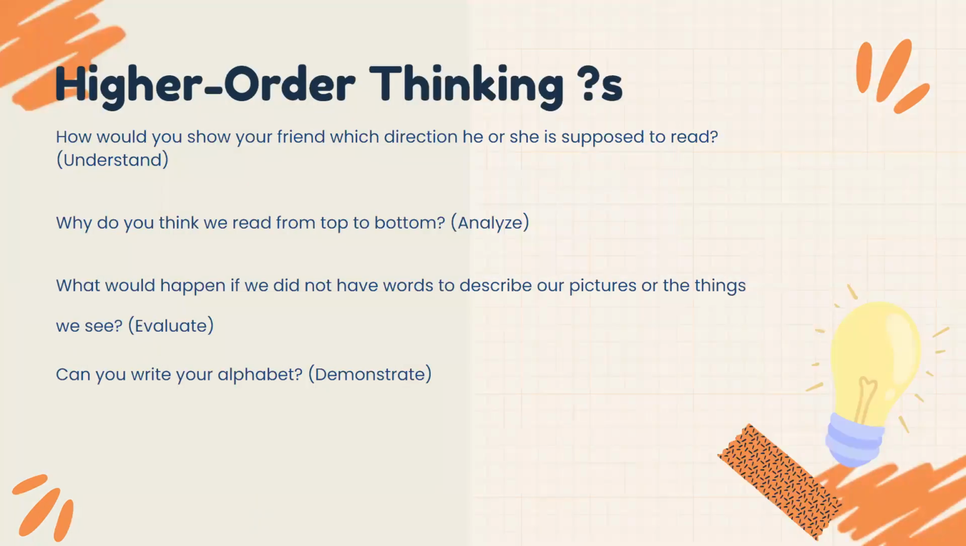The higher order thinking questions involved in this lesson are a few examples that I've listed. How would you show your friend which direction he or she is supposed to read? This is on the understanding level of Bloom's. Why do you think we read from top to bottom? This would be analyze. What would happen if we did not have words to describe our pictures or the things we see? Evaluate. And can you write your alphabet? Demonstrate.